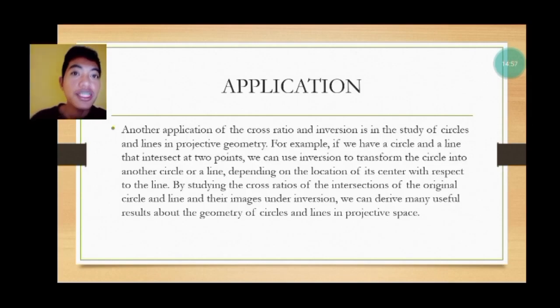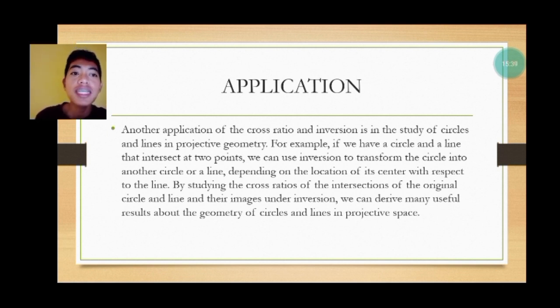Okay, so another application of the cross ratio and inversion is in the study of circles and lines in projective geometry. So for example, if we have a circle and a line that intersect at two points, we can use inversion to transform the circle into another circle or a line. So we use inversion to transform it, and it will still form a circle or a line. It will always depend on the location of its center with respect to the line. So there are many considerations in applying the inversion of the points, looking at the location of its center with respect to the line.